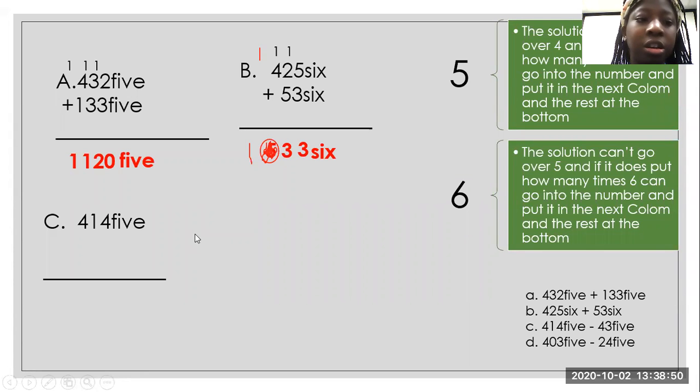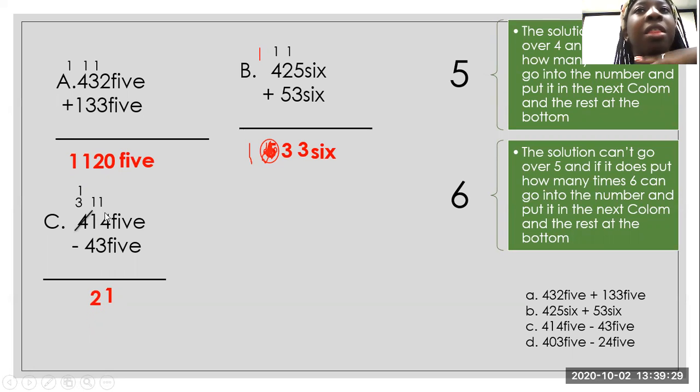Now we're doing subtracting. So our next problem is 414.5 minus 43.5. So 4 minus 3 is 1, so it'll be 1. It's not over 5, so 1 will go down. And then we have 1 minus 4. Now we cannot have 1 minus 4. So what we'll have to do is borrow from the next row, which means our 4 will become a 3, and then our 1 will become 11. So now we have 11 minus 4, which is 7.